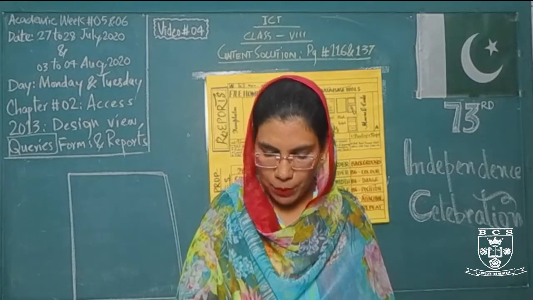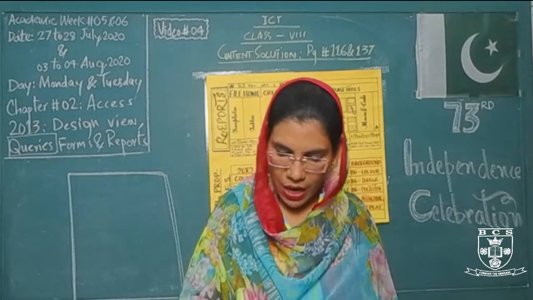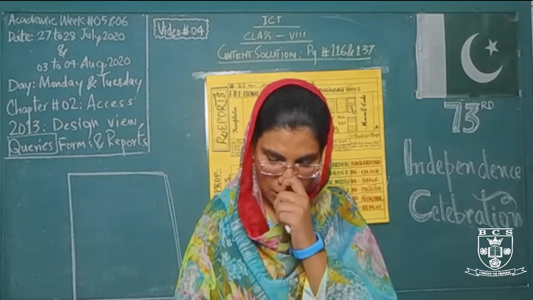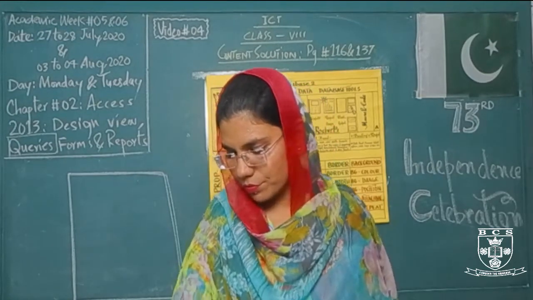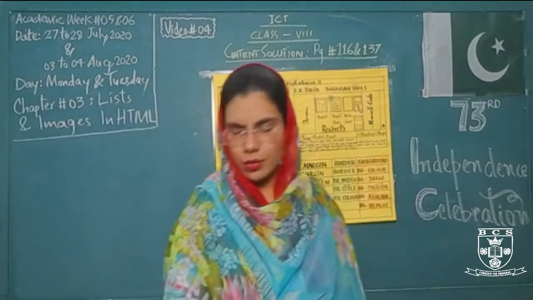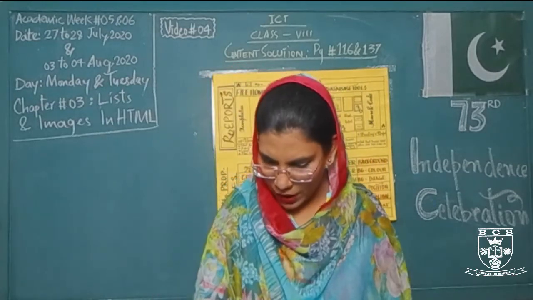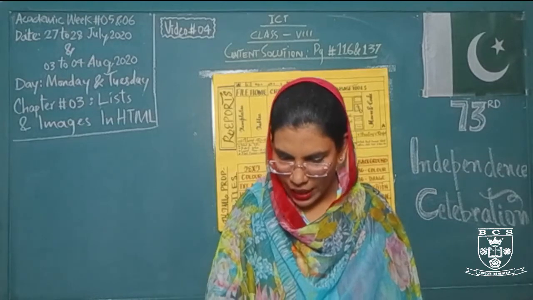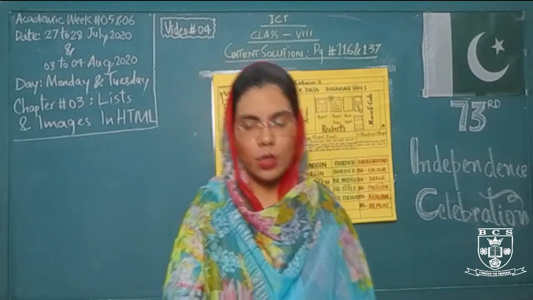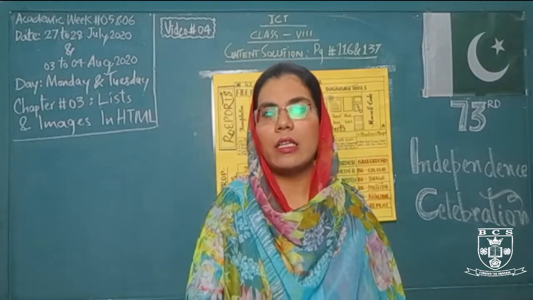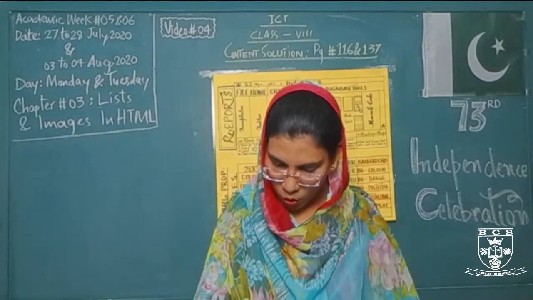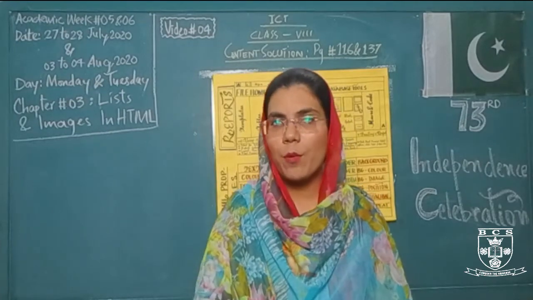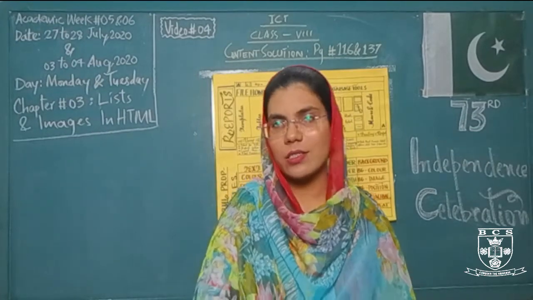And after the completion of chapter number 2, we have to start chapter number 3, and chapter number 3 is lists and images in HTML5. This is a short and unique chapter, a brief chapter of HTML, and this is not the start of HTML. You have discussed HTML in the previous class, as given in the book in class 7. In the previous book you have discussed the basic properties of HTML, and today again we are starting HTML.